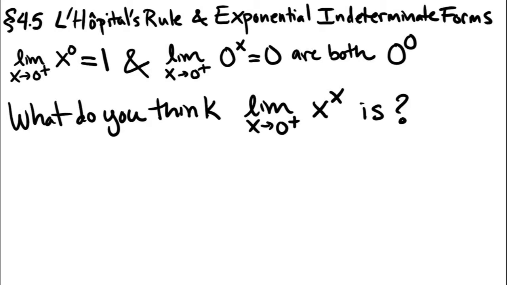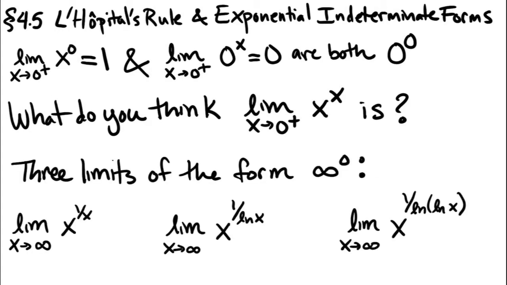There's still one exponential indeterminate form left, namely infinity to the 0. Here are three limits of the form infinity to the 0. We'll see momentarily that these three limits all give us different answers. Let's go through them one at a time.